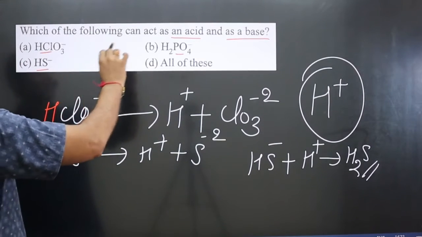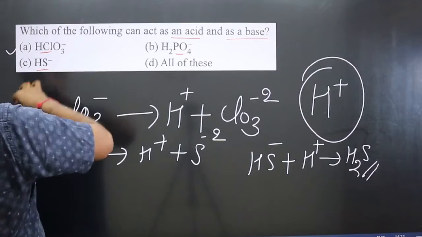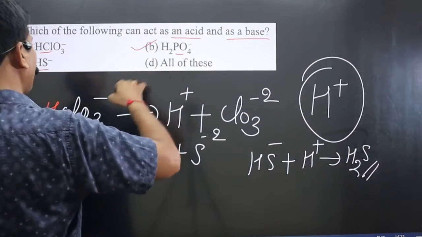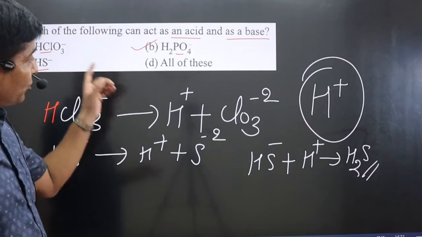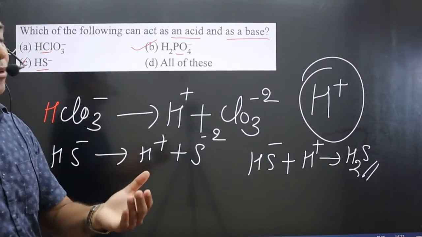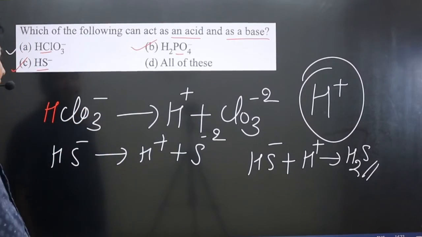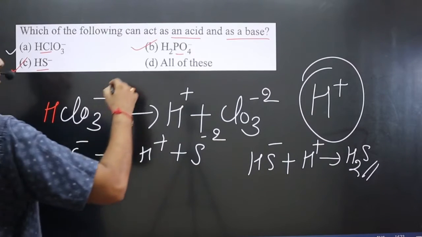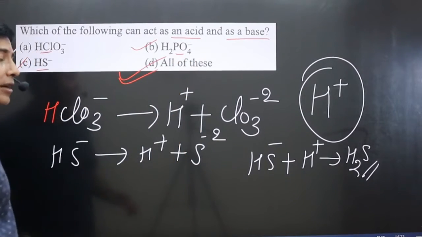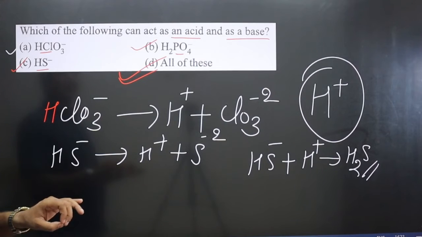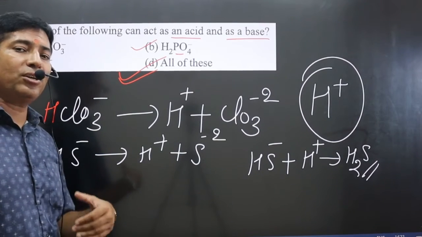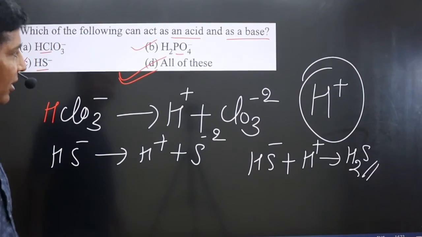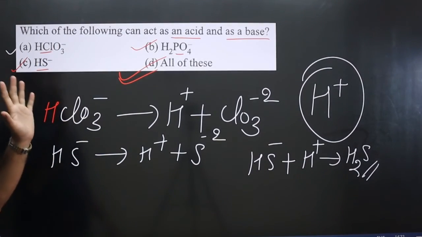You can see in all these cases, the compound can accept a proton due to the negative charge and can donate a proton due to the presence of hydrogen. Hence we can say all these substances are acting as amphoteric substances. Amphoteric substances are the substances which can donate a proton as well as accept a proton. Then we can say option D is correct.